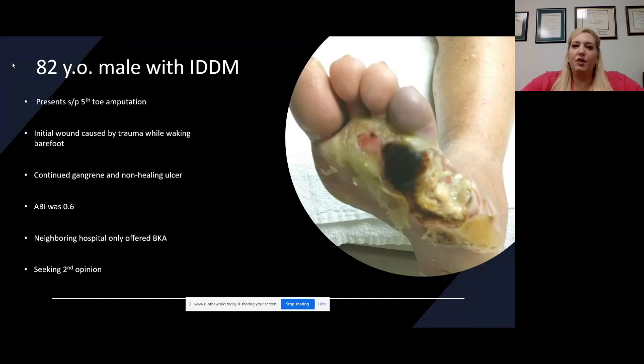He had had a fifth toe amputation at another hospital center. He had initially had a trauma to the fifth toe while walking barefoot. He actually stubbed it on a piece of furniture at his home. Who hasn't done that, right? Unfortunately, because of his diabetes, he had a cut in the skin that became infected. He had some poor blood flow to the area. The fifth toe became gangrenous and then ended up having an amputation.